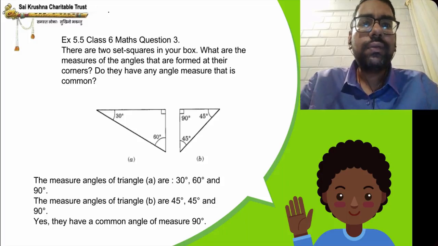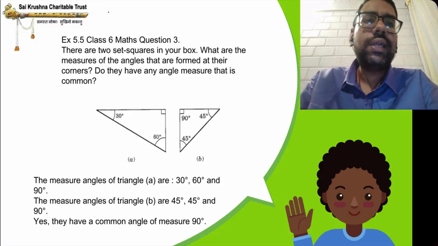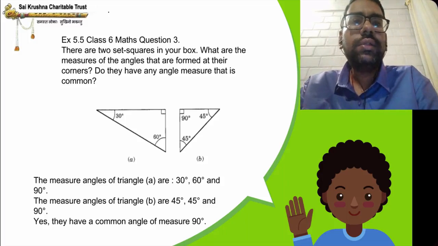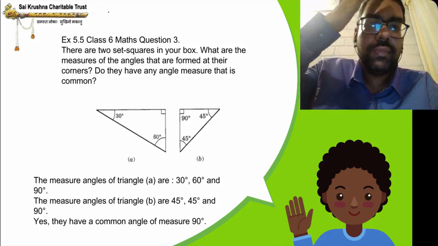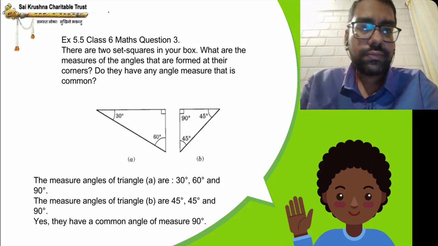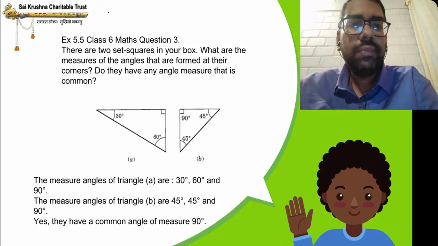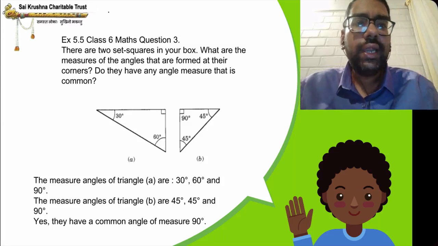There are two set squares in your box. What are the measures of the angles that are formed at their corners? Do they have an angle measure that is common? Answers are given. The measures of the angles of triangle A are 30, 60 and 90. Second one, triangle B: 45, 45 and 90. The common angle is 90 degrees.